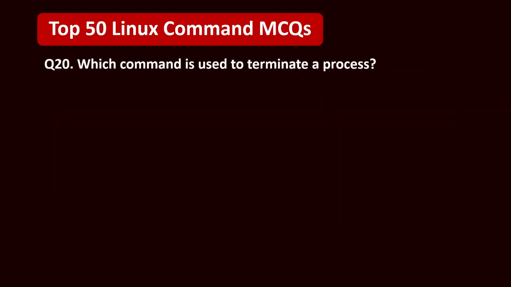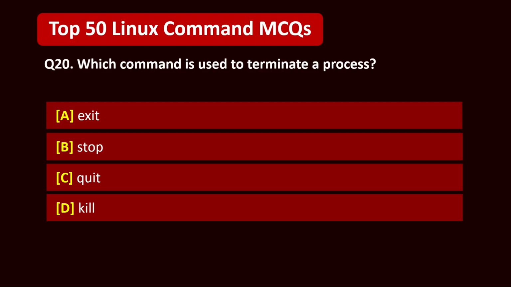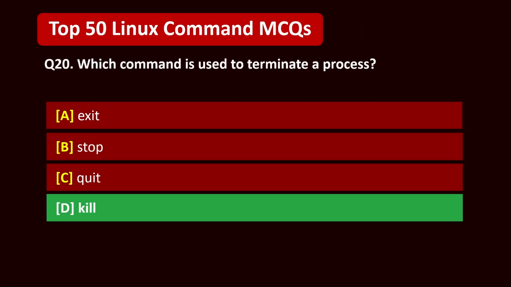Question 20. Which command is used to terminate a process? A, exit, B, stop, C, quit, D, kill. 5, 4, 3, 2, 1. Correct answer is D, kill.